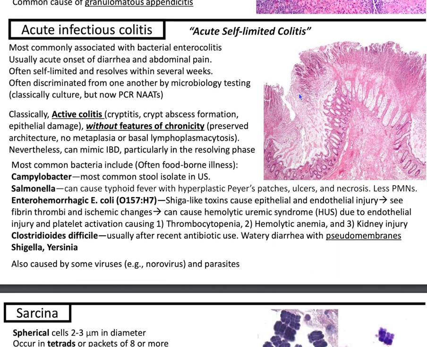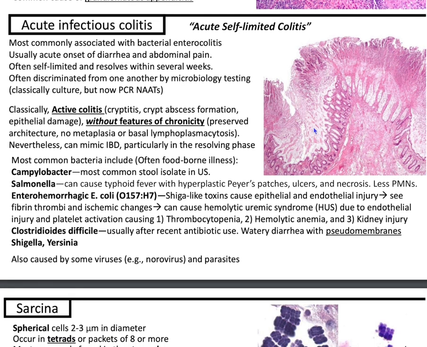Acute infectious colitis or acute self-limited colitis, this is the classic presentation of a usually healthy person with just acute onset of diarrhea and abdominal pain that's self-limited and resolves within several weeks. You can discriminate one organism from another, not by histology, but by PCR panel. And some culprits are often foodborne illness, and they include Campylobacter, the most common stool isolate in the U.S. Salmonella can cause typhoid fever with hyperplastic Peyer's patches, ulcers, and necrosis with fewer neutrophils.